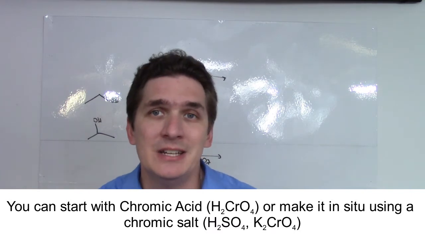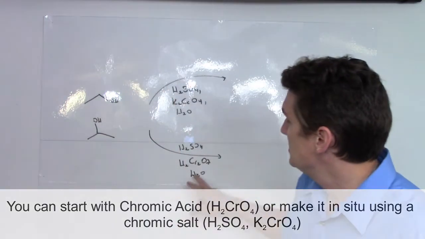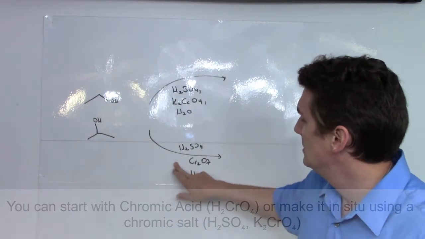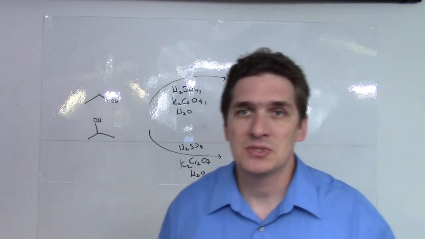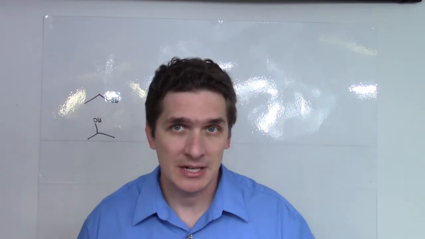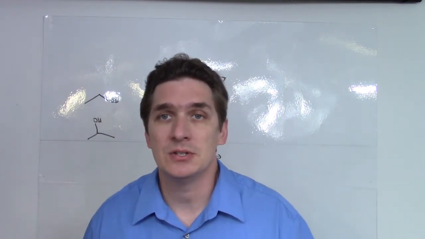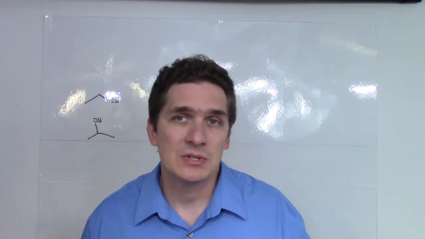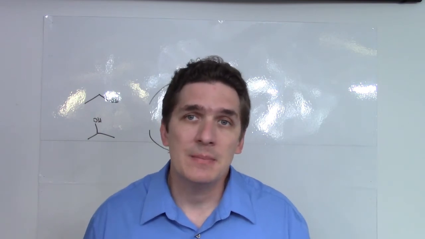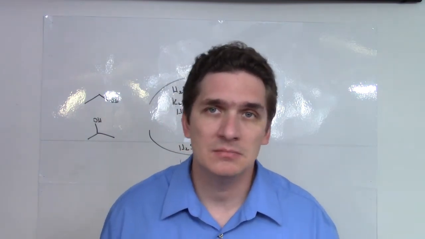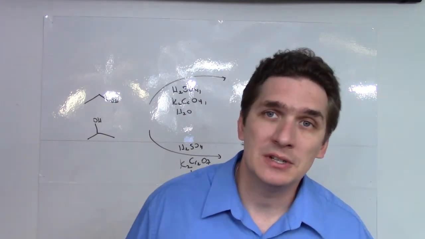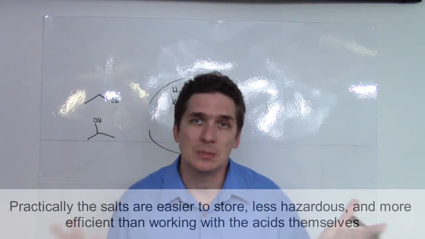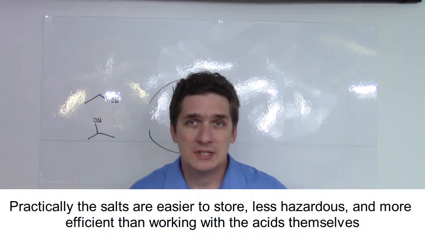The second option is dichromic acid, H2Cr2O7. We can either start with the acid, H2Cr2O7, or we can start with the salt, potassium dichromate, and add H2SO4 to H2O. Why would you start with the salts? Well, the salts are pretty cheap and easy to come by, and acids you're going to have to store as a liquid. So it's just more efficient to work with the salt, and H2SO4, any reputable lab's got it.